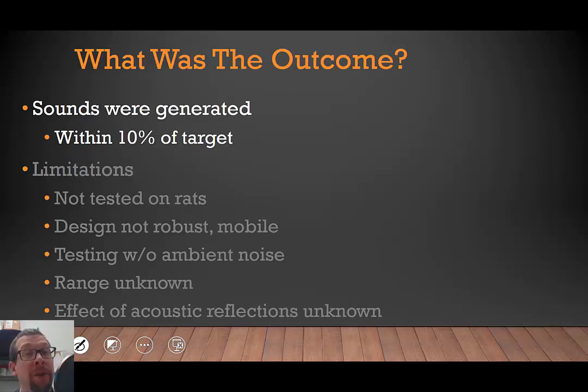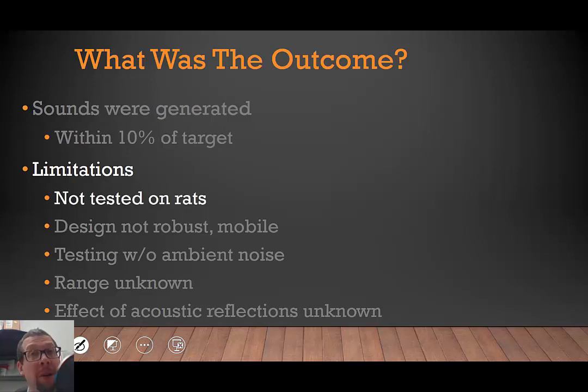So what was the outcome of the test that we did on the prototype? We found that our system was generating sound within 10% of our target range. We did find that there were some limitations, including the fact, obviously, that we didn't actually directly or indirectly test the system on rats. Our system is currently not robust, nor is it mobile, something that needs to be worked on down the road. We have not tested with any significant ambient noise, and that is something that needs to happen down the road as well.